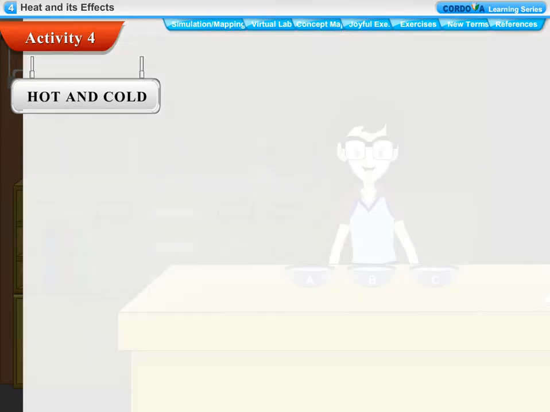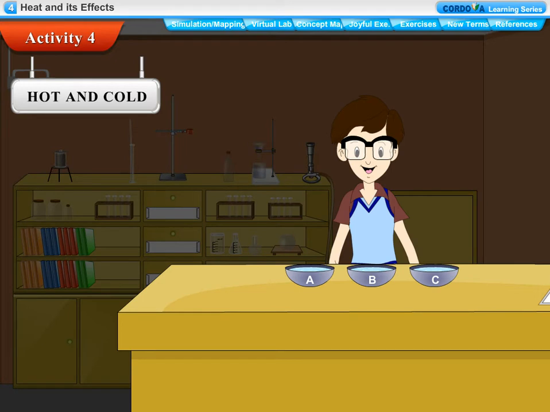Now, we dip the fingers of our right hand in bowl A and the fingers of our left hand in bowl C for some time. We now put both the hands simultaneously in bowl B. Do both the hands get the same feeling? Observation: we feel cold on our right hand and hot on our left hand, though our hands are in the same bowl.